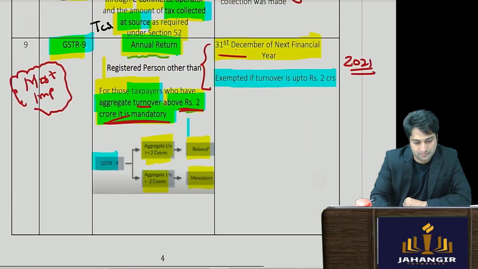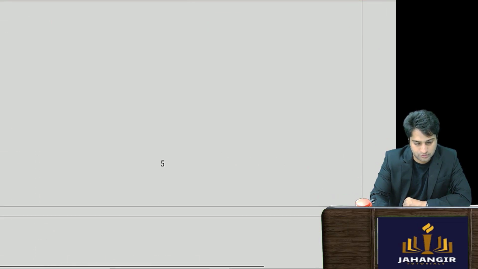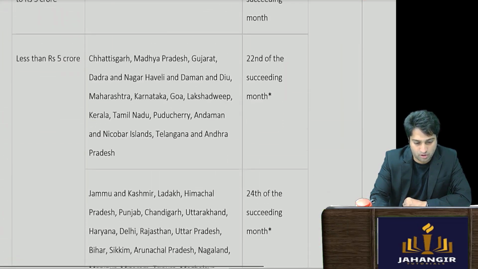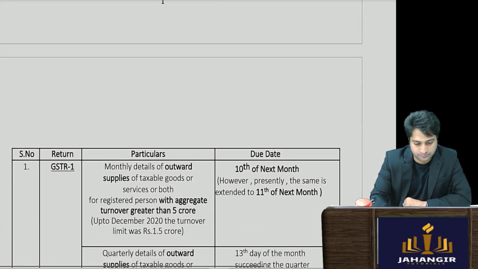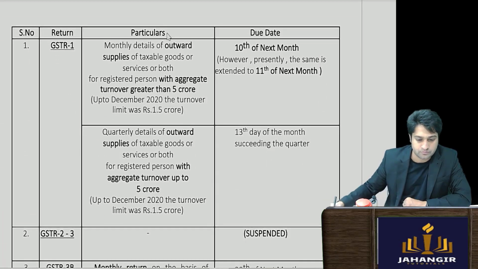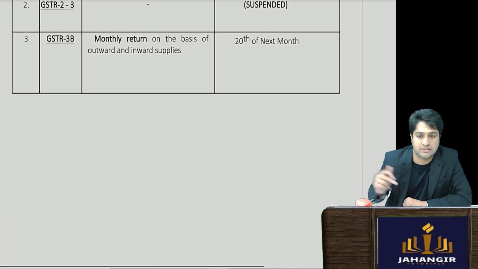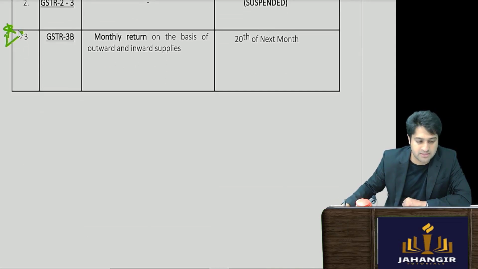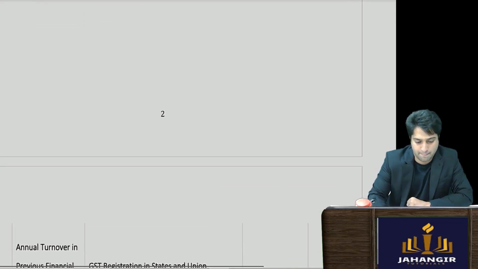So if you ask me, the forms are done, but which are the important ones, you can take a note of it. So first of all, your GSTR 1, GSTR 3B. 3B is a form to make the payments.